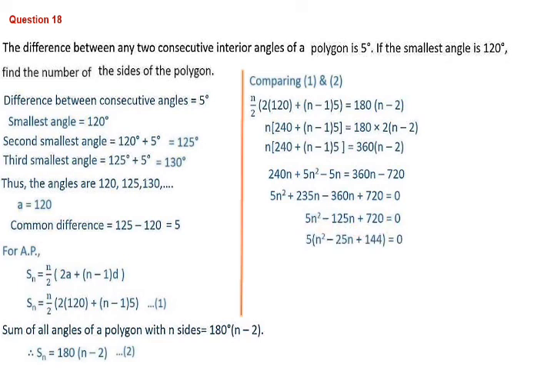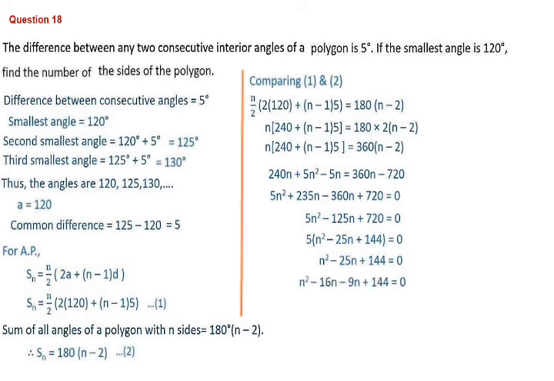5 is common, take out 5 into n square minus 125 divided by 5, that will come as 25, so 25n. 720 divided by 5: 1, then 4, then again 20, the balance 4. So 144. You have to write the quotient here, 144, equal to 0. That means this product will be 0. N square minus 25n plus 144 equal to 0.